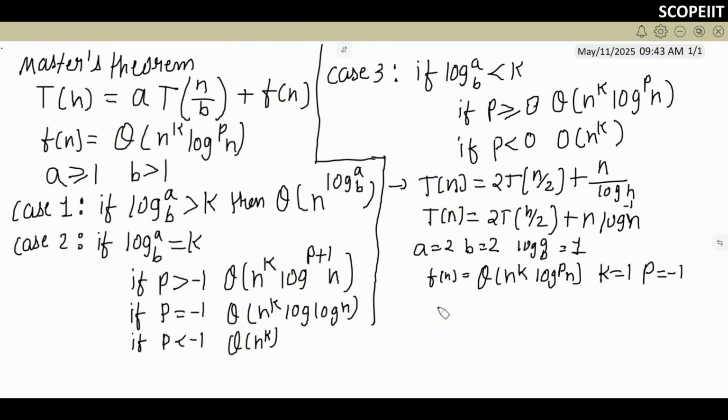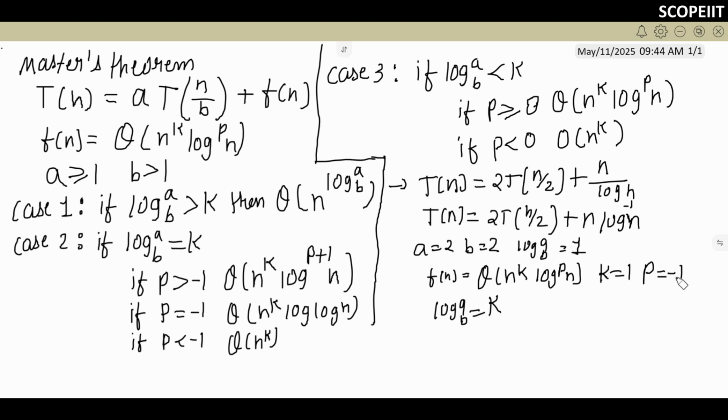Now we will compare log a to the base b. Its value is equal to 1 and my k is also 1. So here also both are the same. Log a to the base b is equal to k. So now in this case, again, which case will it go to? Case 2. As it goes to case 2, we'll check the value of p.